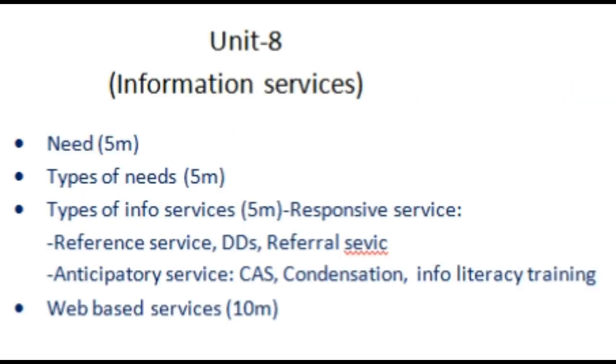Next, unit 8, it's about the information services offered in library. Here the 5 marks questions are the need of information services, and the types of information needs, which is also for 5 marks, and the various types of information services offered in library. There are two types: one is responsive service and another one is anticipatory service.